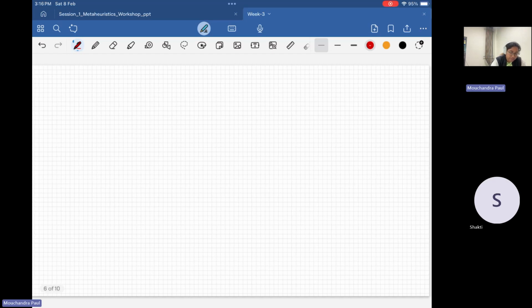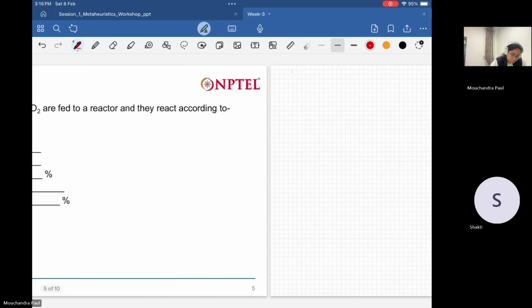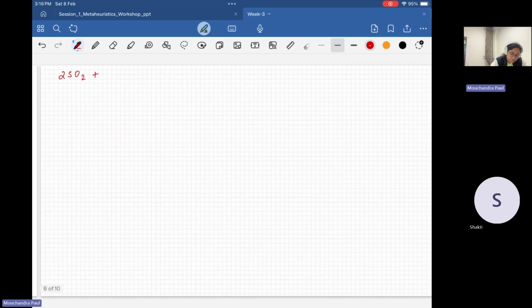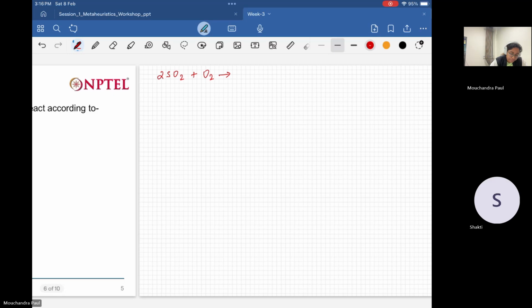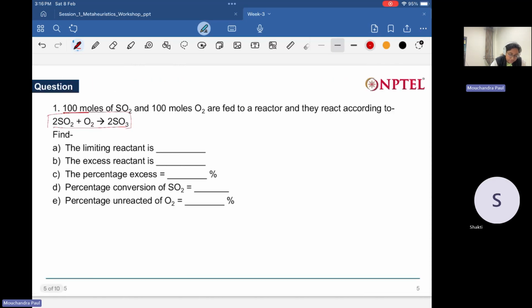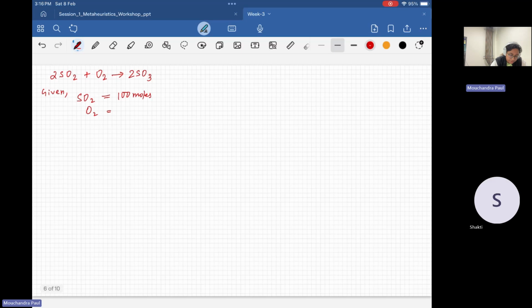So what we are given is this reaction. Let me quickly write it down. 2 SO2 plus O2 gives 2 SO3. This is the reaction given to us. And we also know the number of moles entering: 100 moles for SO2, and for O2 also it is 100 moles. These are the entering species, the input species.